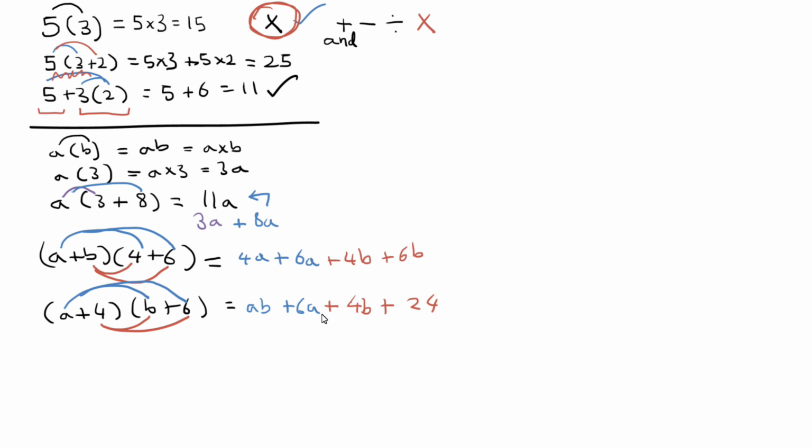So, can you simplify this? No. But can you simplify this one? Yes. 4A and 6A is 10A, and 4B and 6B is 10B. Forgot to do that before, but now I'm telling you, always simplify. Okay, let's do one more example.